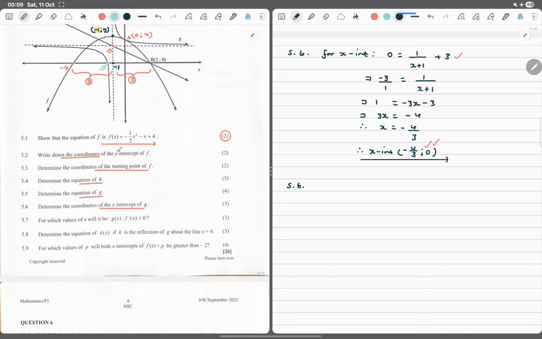We've got BSH 80, so now 5.7. See, I'm stuck in this 5.6, it seems. Okay, 5.7 starts these higher grade questions. Yay. For which values of x will g of x, what does that mean? We mean y values of g times f of x. What's that? These are the gradients of f, okay? Be less than or equal to 0.